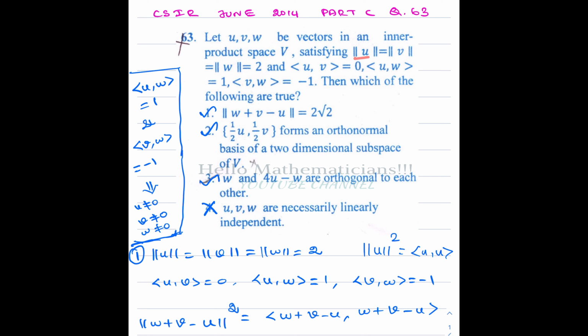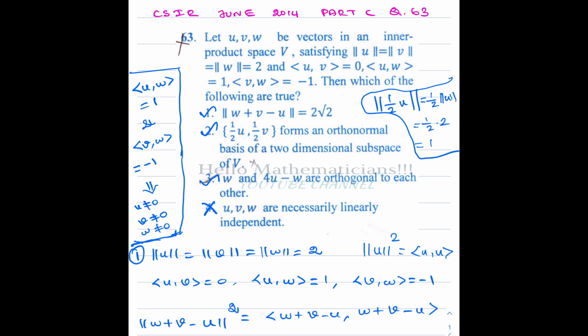u also has norm 2, v also has norm 2. So if you divide by 2, what is the norm of 1/2 u? The norm of 1/2 u equals 1/2 times the norm of u by the norm definition. We get 1/2 times 2, which is 1. So this shows the norm of 1/2 u is 1. Similarly, the norm of 1/2 v is also 1.